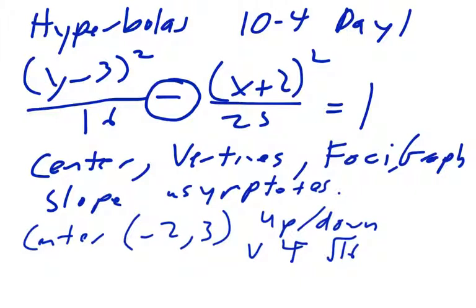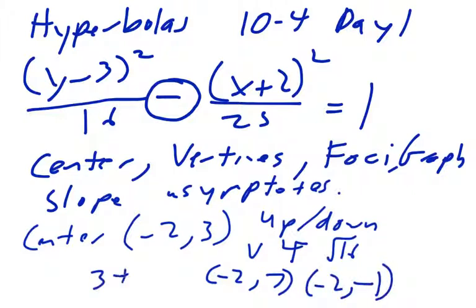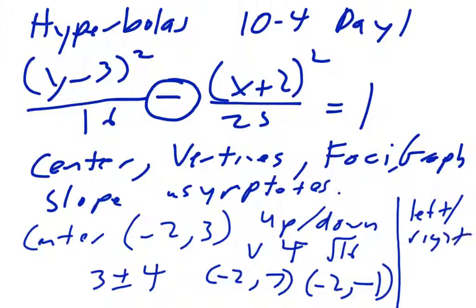So my two vertices are going to be at negative 2, which stays still, and 3 plus 4 is 7, 3 minus 4 is negative 1. So I'll do a little 3 plus or minus 4 as to how we get the y values here. We also know for the little box that we're going to make, the left-right direction is going to be 5. So I'm probably going to graph before I worry about the foci.